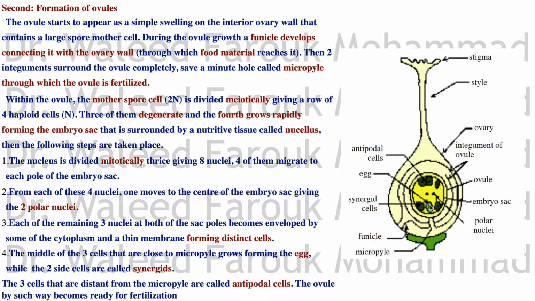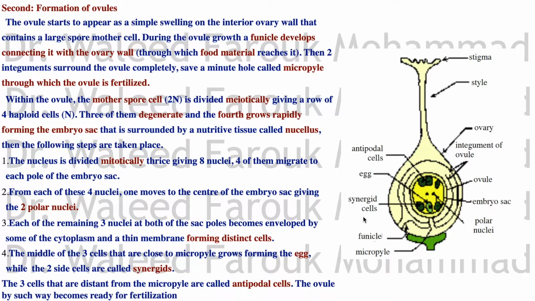Okay? So the 3 cells that are formed near the micropyle. The central one will become the egg, and the two surrounding cells will become synergids or helper cells that will help in guiding the pollination process. Now, the three cells on the other part, distant from the micropyle, are called the antipodal cells because they are on the other side. And once all these cells are formed, the ovule is ready for fertilization.